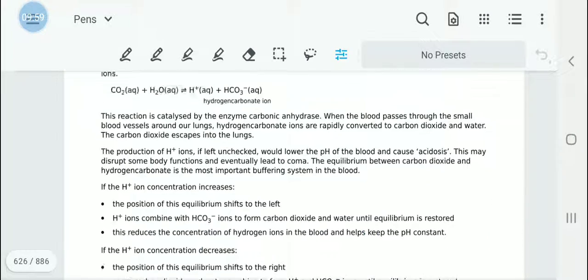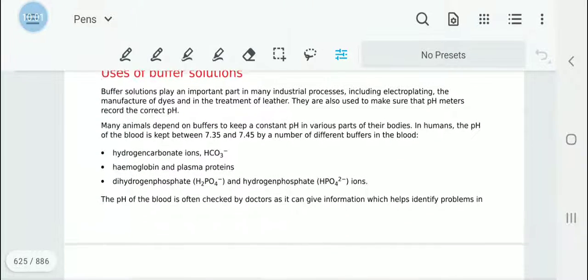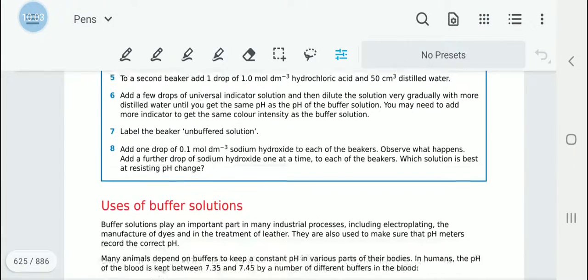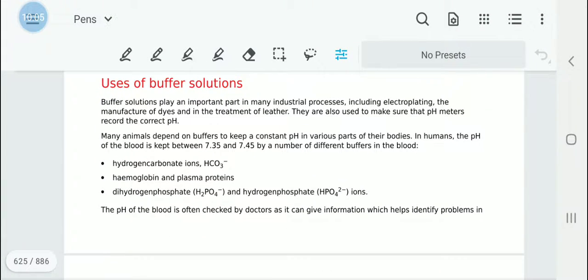Please write down a note. Buffer solutions have many uses, industrially as well as biologically. Example, electroplating, manufacture of dyes, and treatment of leather.